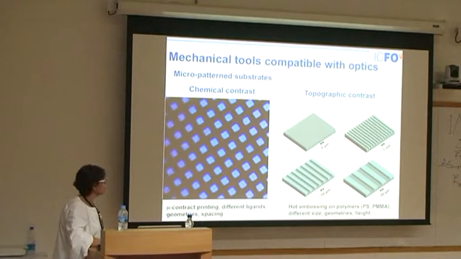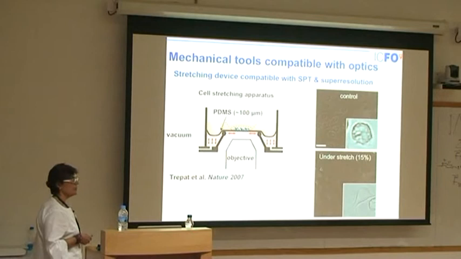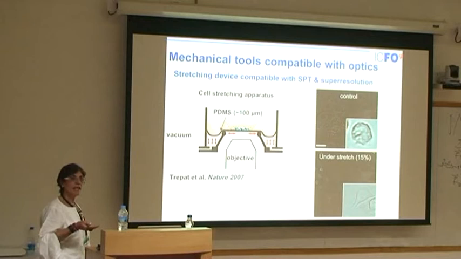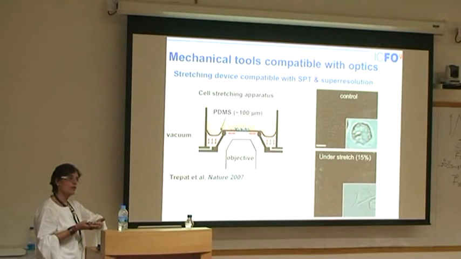Now, the other thing that we are actually using, and we took this from Xavi Trepat, who I think is going to be coming to this meeting also, is this stretching apparatus. So we have it set up in our single molecule setup, in which you have these PDMS stamps, which are about 100 microns thick. We functionalize them with a specific ligand, and then we essentially stretch the substrate under our single molecule setup. And so we can apply different sorts of stretch.